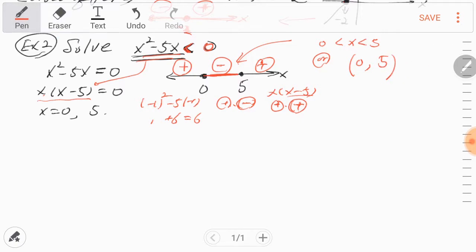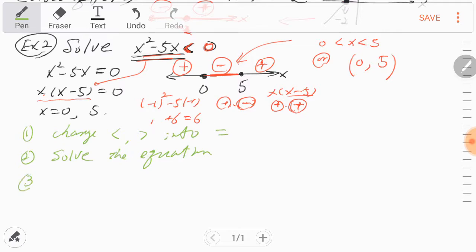Okay, so this is how we can find the solution. In order to find the solution, what is the first step? Change the inequality into an equal sign, then solve the equation. This will give you the zeros of the function, the x-intercepts.